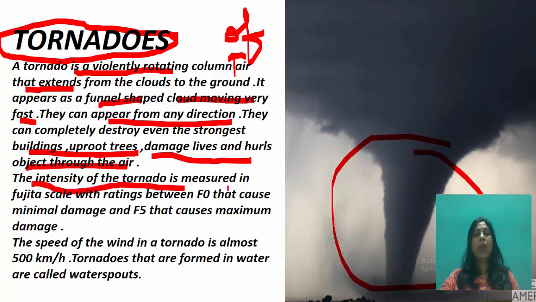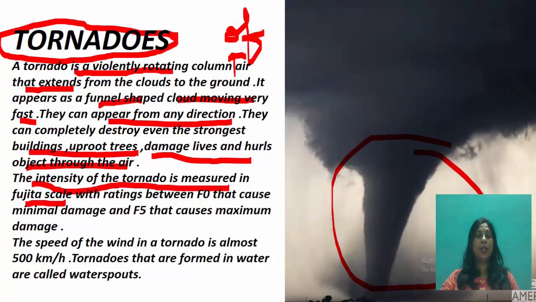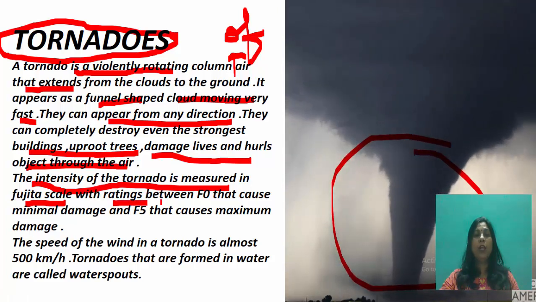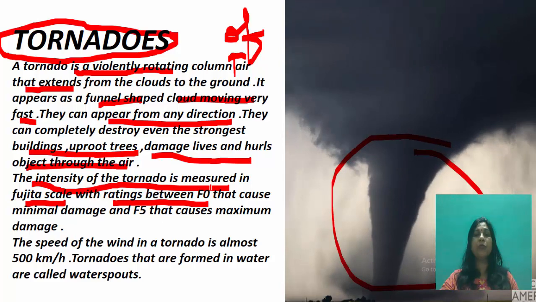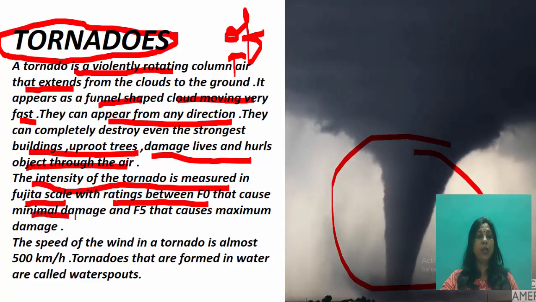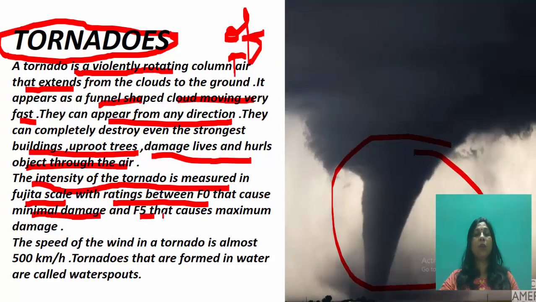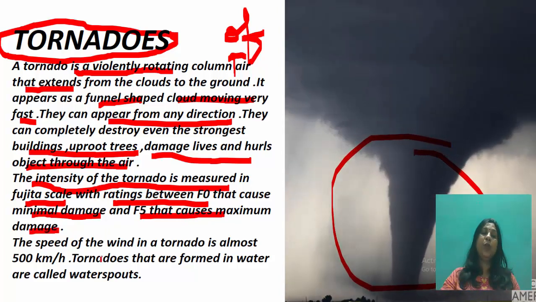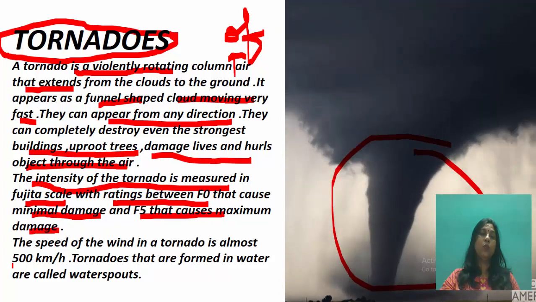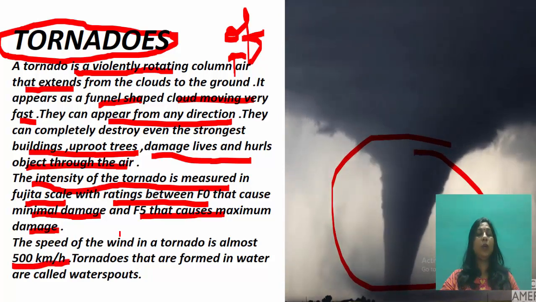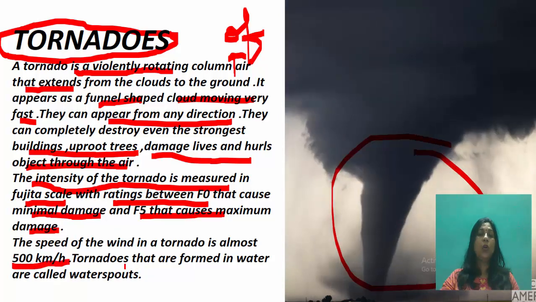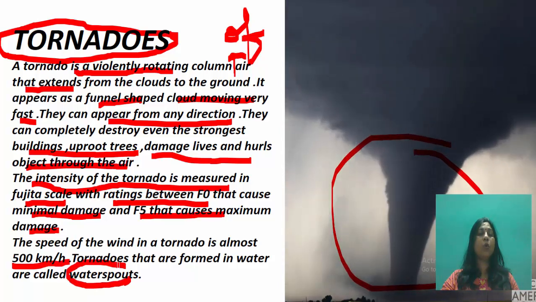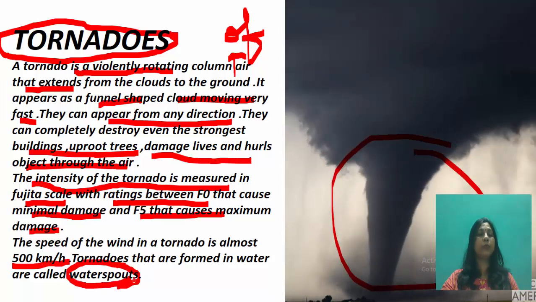The intensity of a tornado is measured in the Fujita scale. Okay, it's the Fujita scale with ratings between F0 that causes minimal damage and F5 that causes maximum damage. The speed of the wind in a tornado is almost 500 km per hour. And the tornadoes that are formed in water are called water spouts.